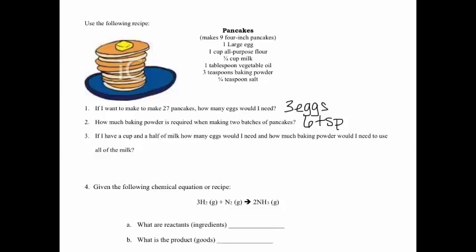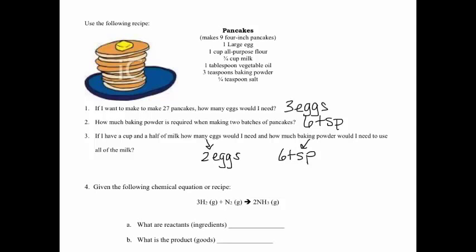And the last question relating to this is, if I have a cup and a half of milk, so that's all the milk I have, how many eggs would I need and how much baking powder would I need to use all the milk? So I can only make what I can make if I have a cup and a half of milk. When we look at our recipe, a normal recipe is 3/4 of a cup. So what would I have to do to the recipe in order to make it a cup and a half? Well, it would just be doubling it. So once again, we're going to double. My baking powder, when I double it, will be 6 teaspoons. And my eggs would be 2 eggs.